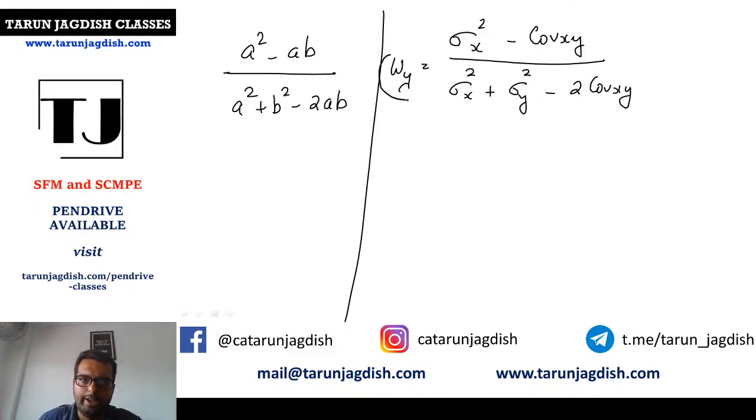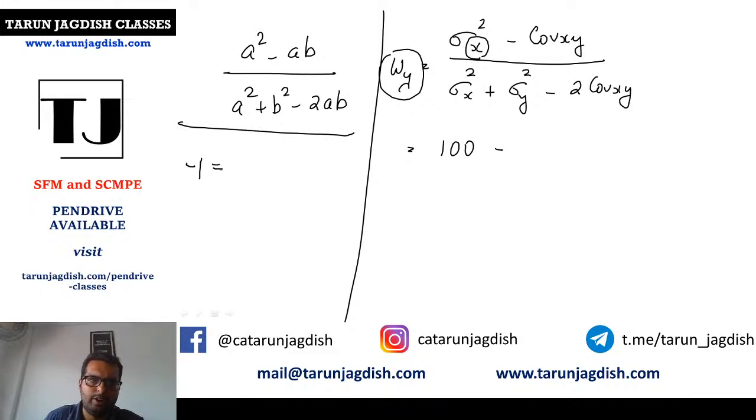You must observe when I want to find out weight of y, I start with x. So if I want to find out weight of x, I should start with y. Variance of x will be 100 minus covariance xy. Let us find out that over here. -1 correlation is equal to covariance xy divided by 10 into 10. So I'll get the answer as -100.